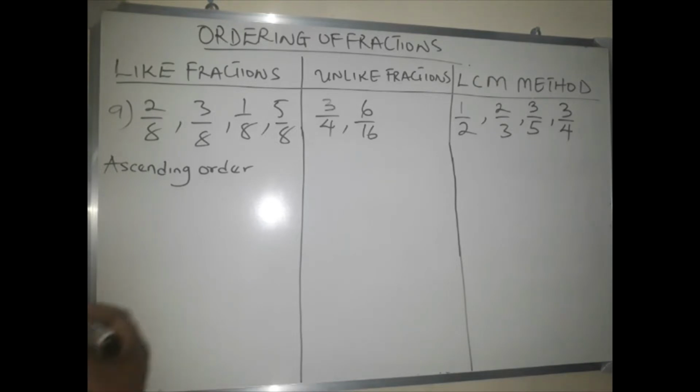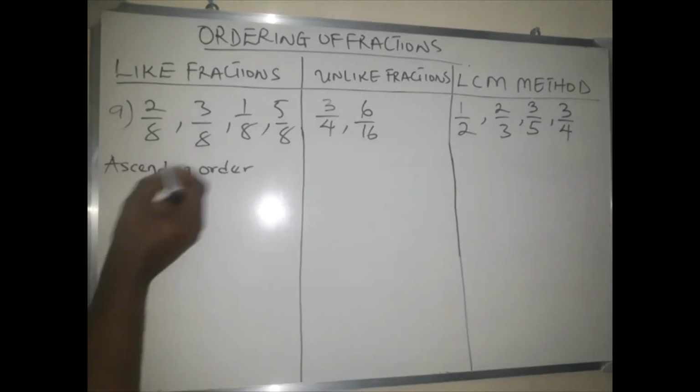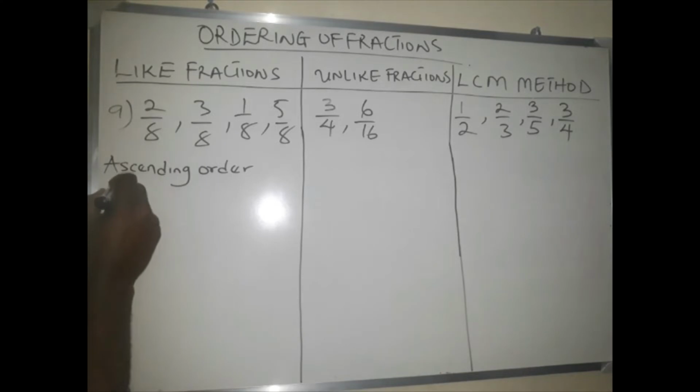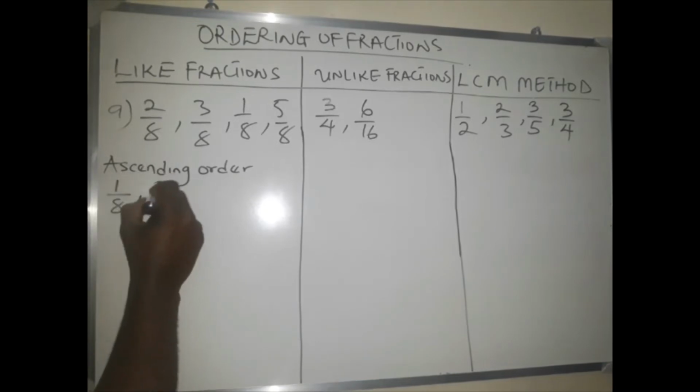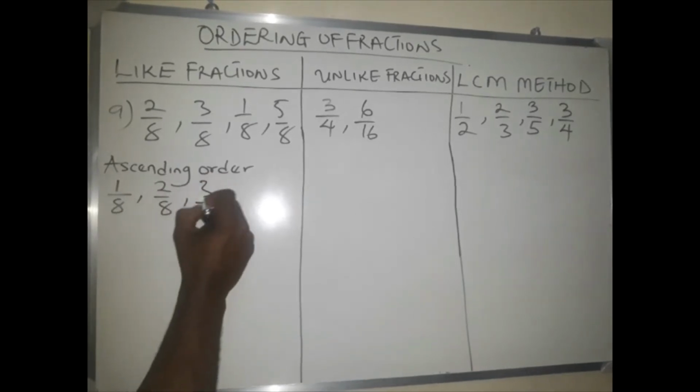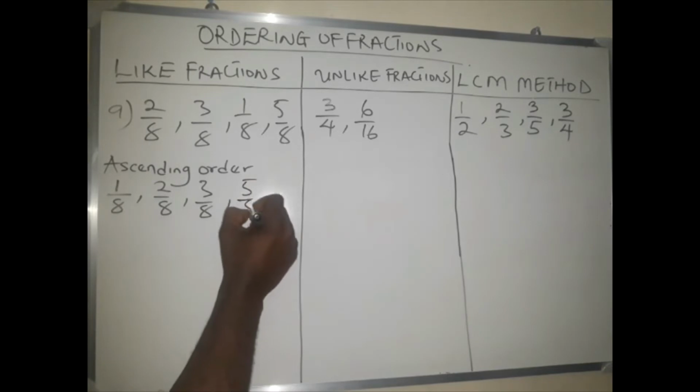So with what we have on the board, 2 over 8, 3 over 8, 1 over 8, 5 over 8, 1 over 8 will actually be the smallest fraction, while 5 over 8 will be the largest fraction. So if we want to arrange this fraction in an ascending order, we start with the least one, which is 1 over 8, we have 2 over 8, we have 3 over 8, and we have 5 over 8.